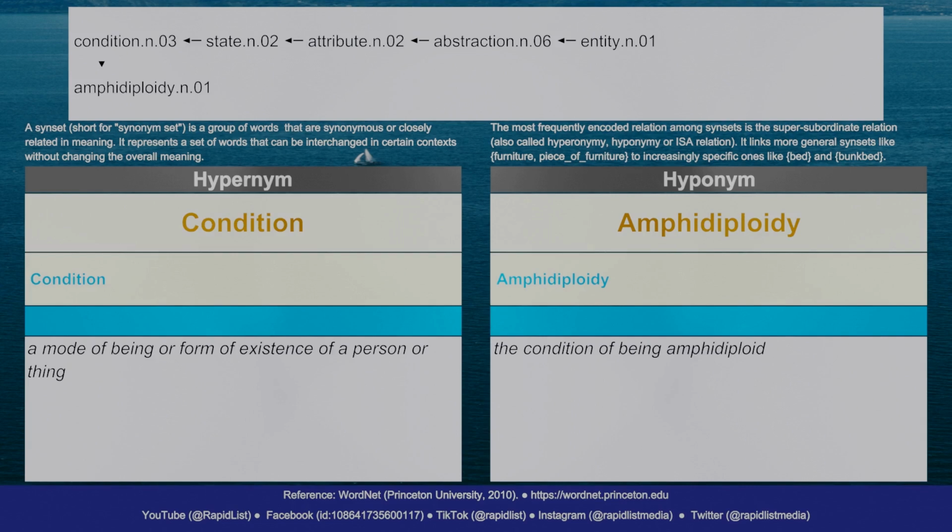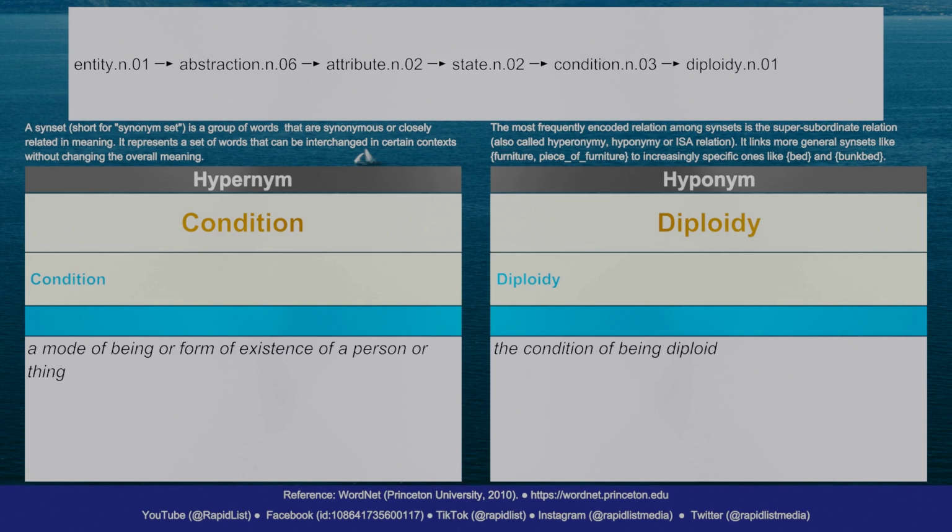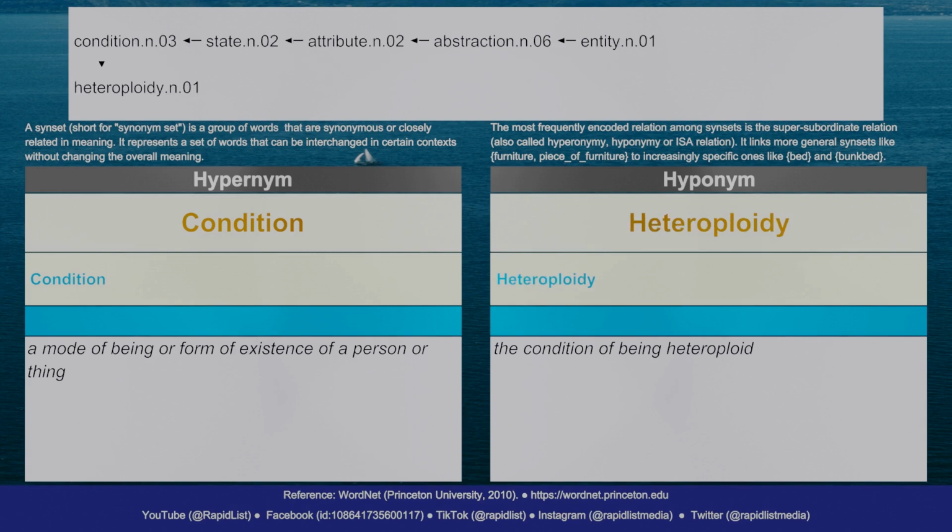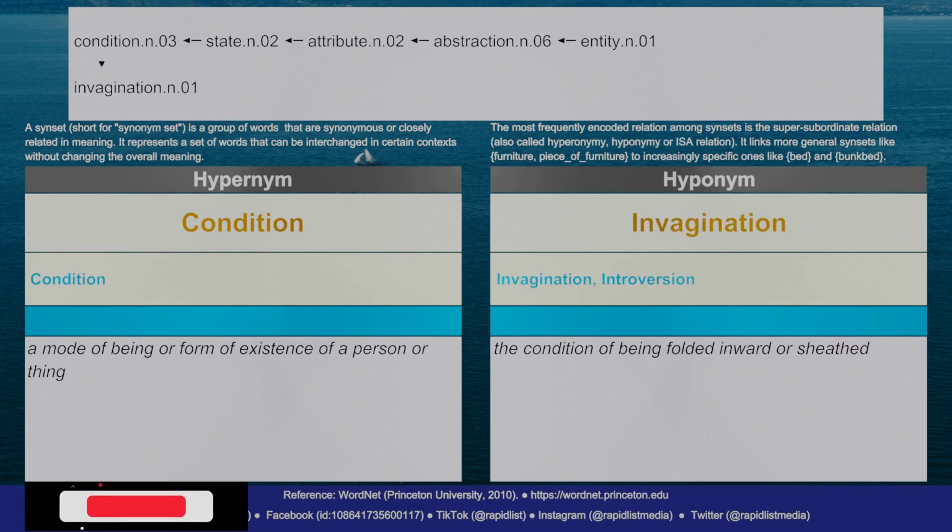Amphidiploidy. The condition of being amphidiploid. Diploidy. The condition of being diploid. Haploidy. The condition of being haploid. Heteroploidy. The condition of being heteroploid. Invagination. The condition of being folded inward or sheathed.